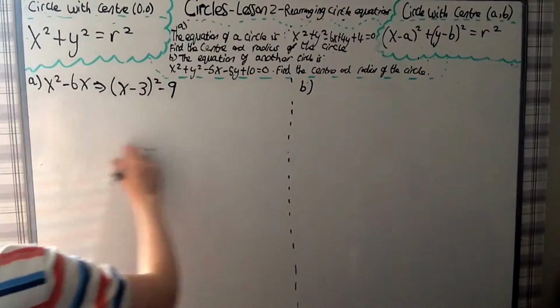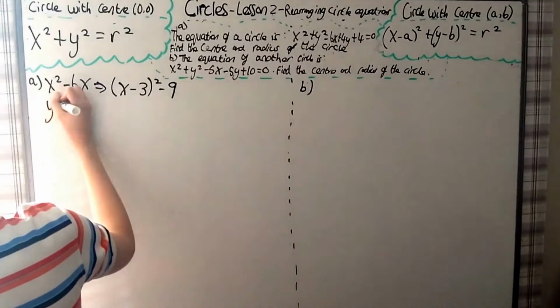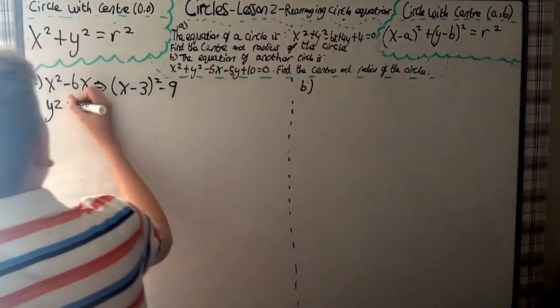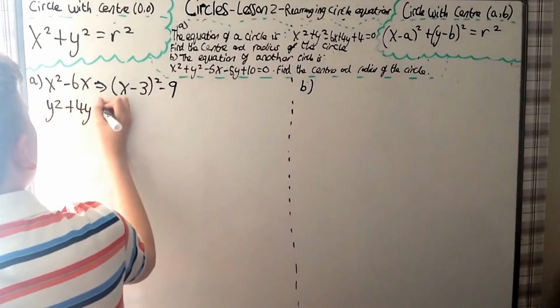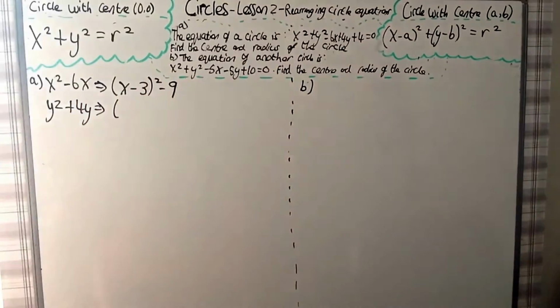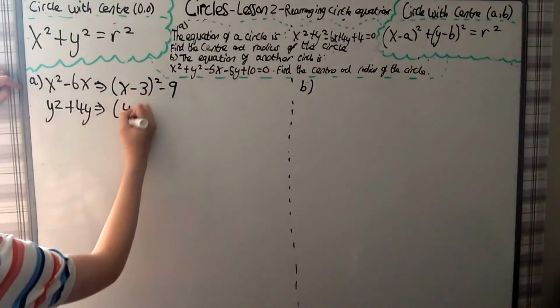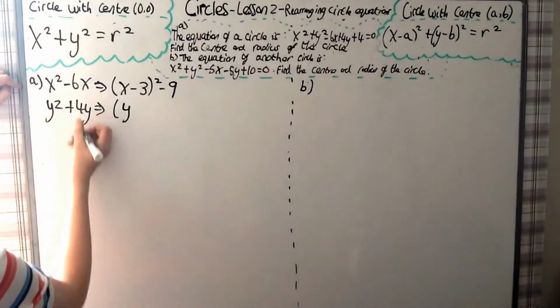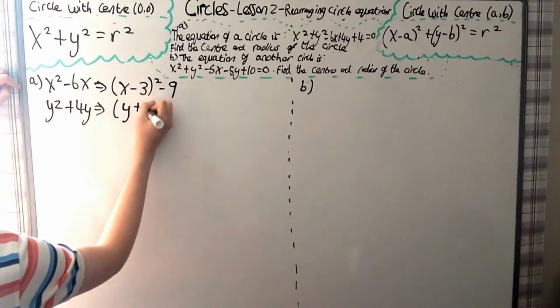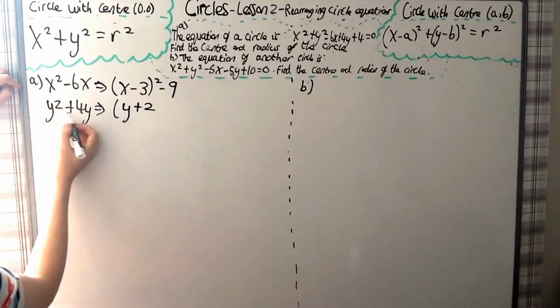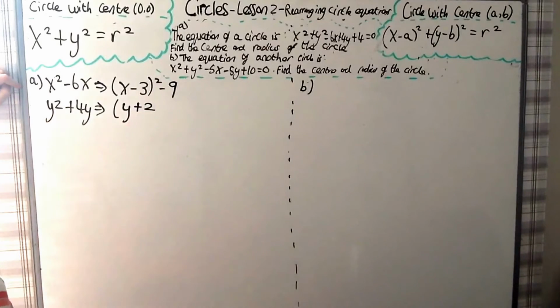Now let's consider the y's. We have y squared and we have plus 4y. Let's complete the square with this. Again, we do the same thing. We halve the coefficient of y, which is going to give us positive 2. Again, we have a positive sign here.